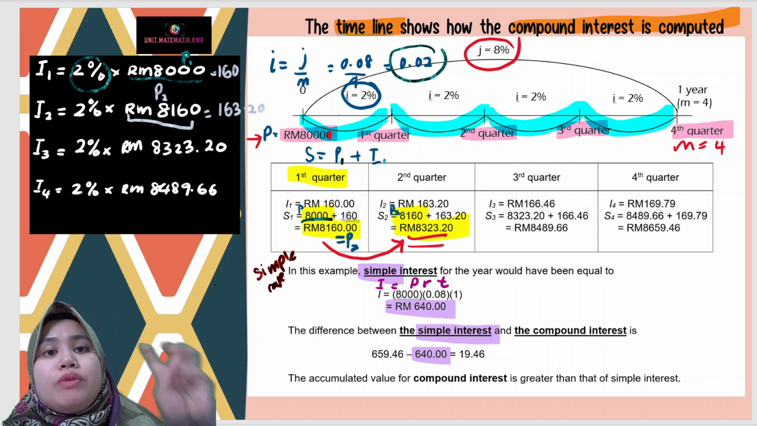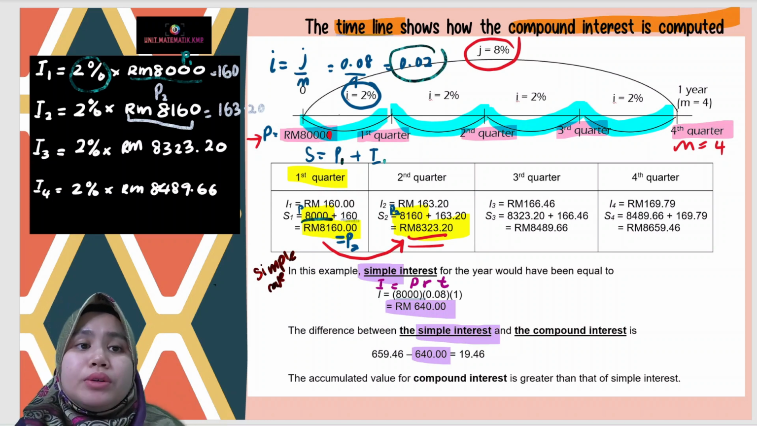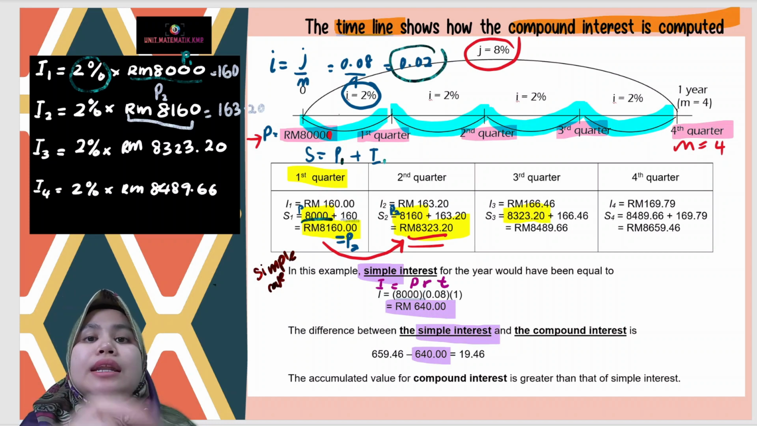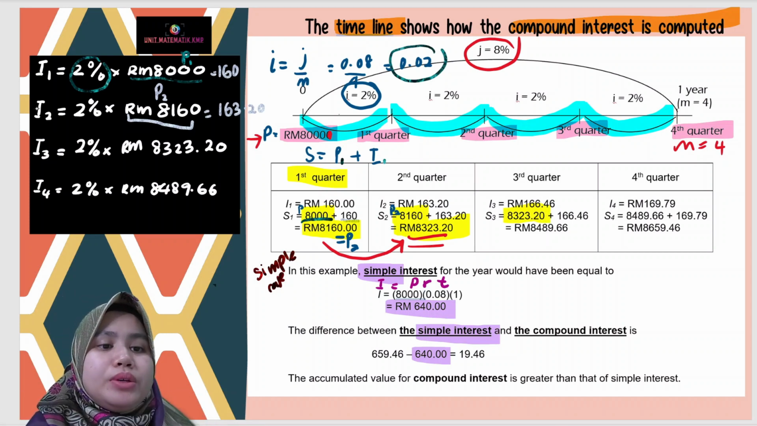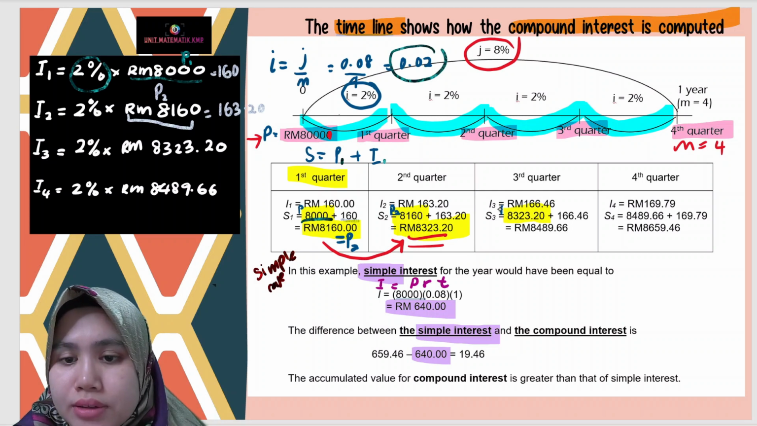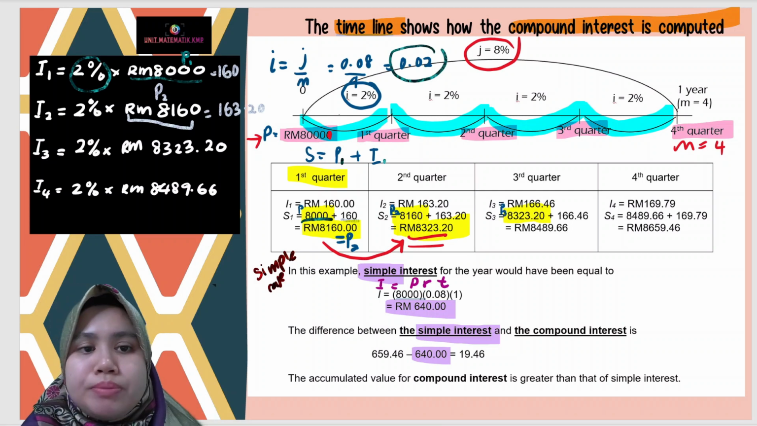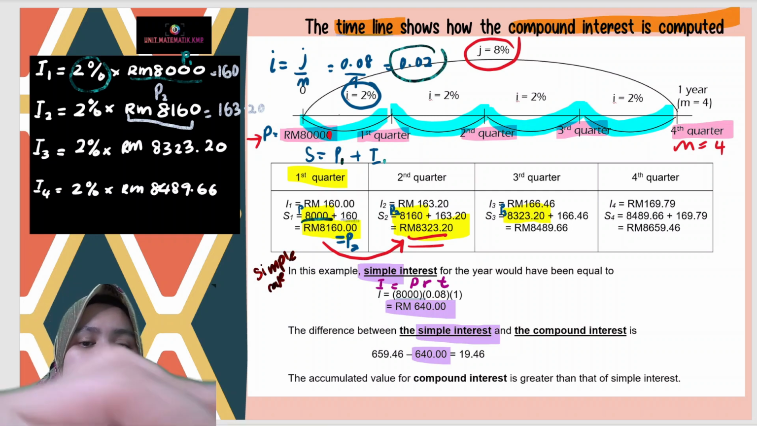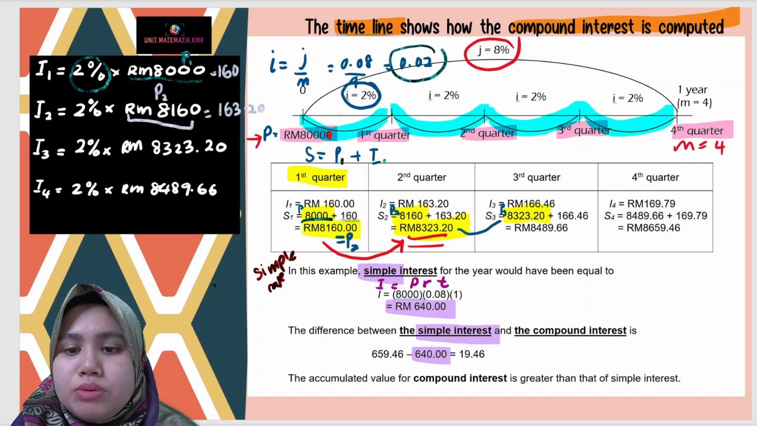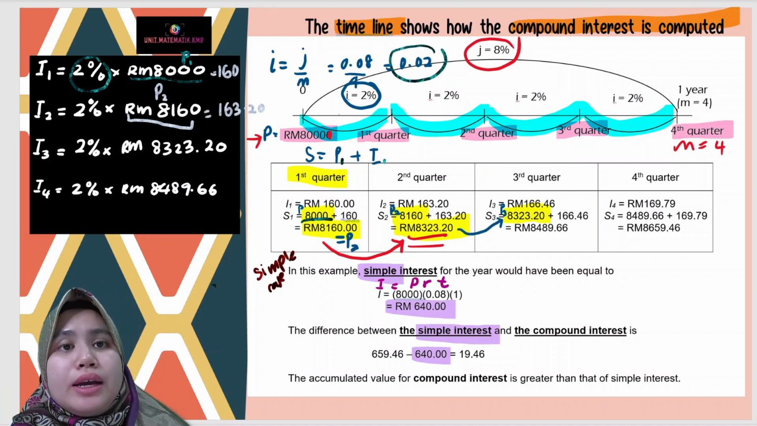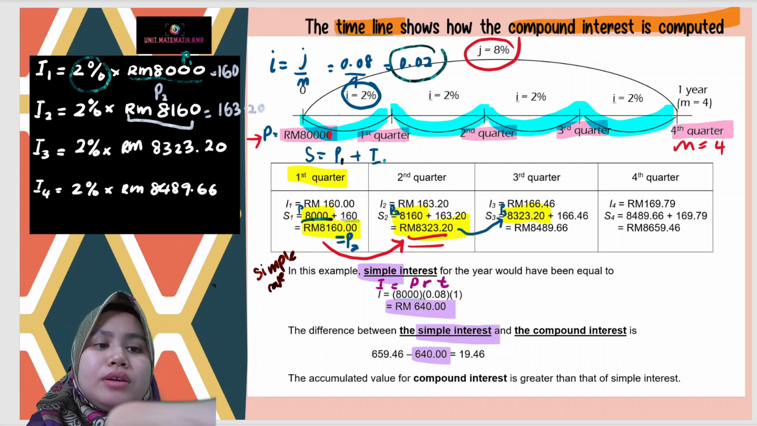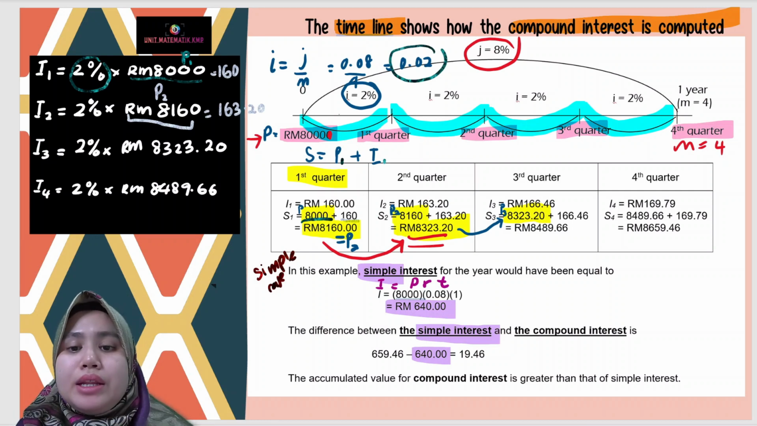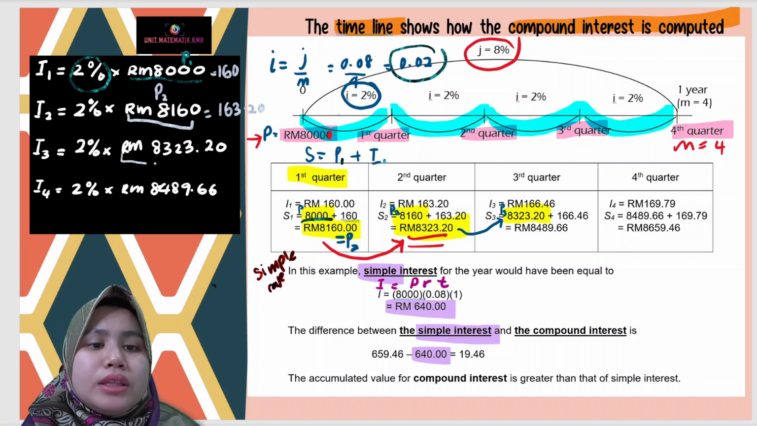Next we move to the third quarter. For the third quarter, your P3 is the latest money that you have, which is here. P3. So I think you can see this one. This will be your P3, and to find your I3, we take your 2% again with the same I, multiply with the latest principal that you have, 8,300.